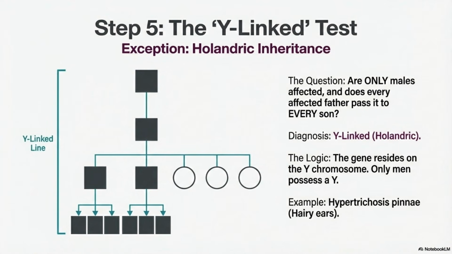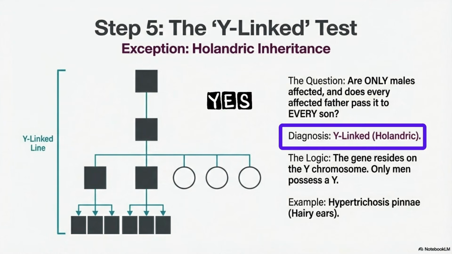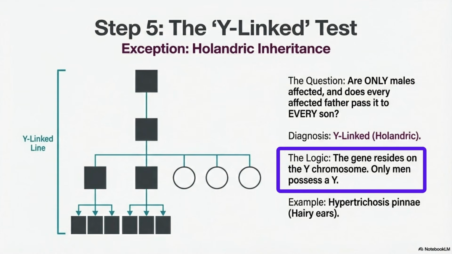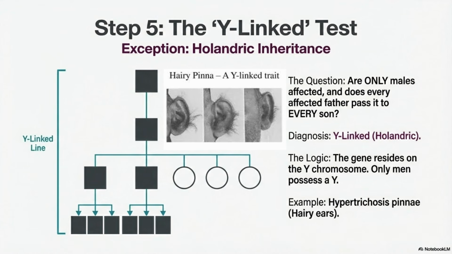Step 5. The Y-linked test. This is the rarest. Question is, only males affected, and does every affected father pass it to every son? If the answer is yes, diagnosis is Y-linked, Hollandric. The logic here is, only men have Y. Example is hypertrichosis spinae or hairy ears.